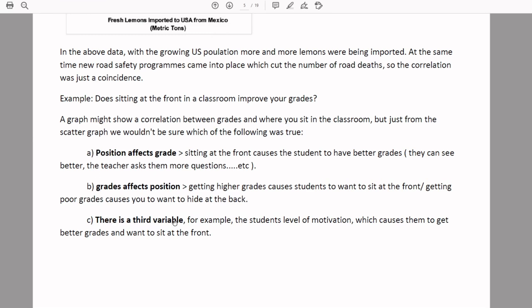Now, of course, probably A and B, it's unlikely for these to be true maybe, but there could be this third variable. And the third variable in this case could be the student's level of motivation. So if you are a highly motivated student, you're going to get high grades, but you're also going to want to sit at the front, because you want to hear properly and you're keen. And the students who are not so well motivated, they're going to get maybe lower grades, and maybe they're going to want to sit at the back. So that's the idea here.